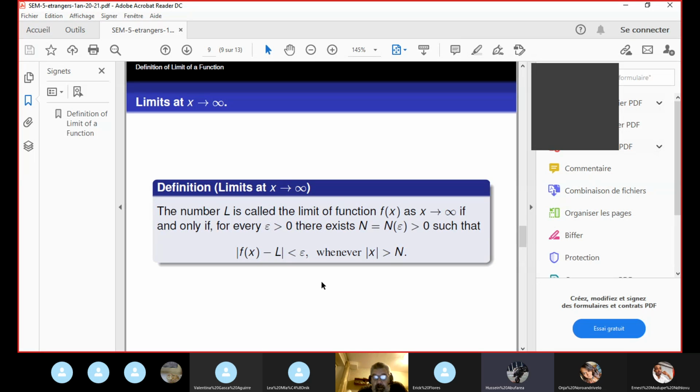Yes, this is clear. You see, for example, if you take the function 1 over x, okay? You take the function 1 over x. If you imagine the graph of this function for large x, it will be near 0, near the x-axis. Can you see this graph?